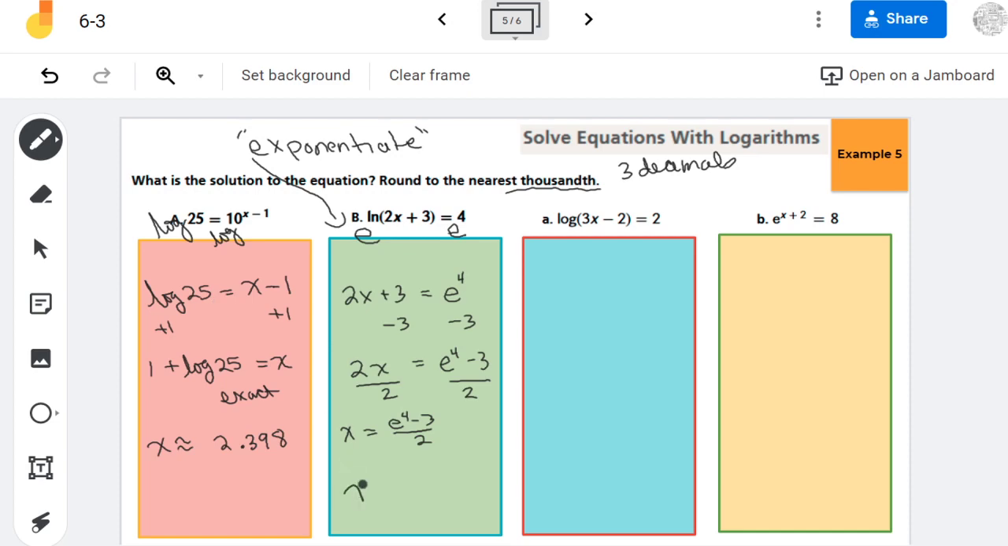Now for the approximation, I'm going into my calculator, I'm raising e to the 4th. It's about 54 if you're doing it with me. I'm subtracting 3 to get about 51 and dividing by 2. So x is approximately 25.799.